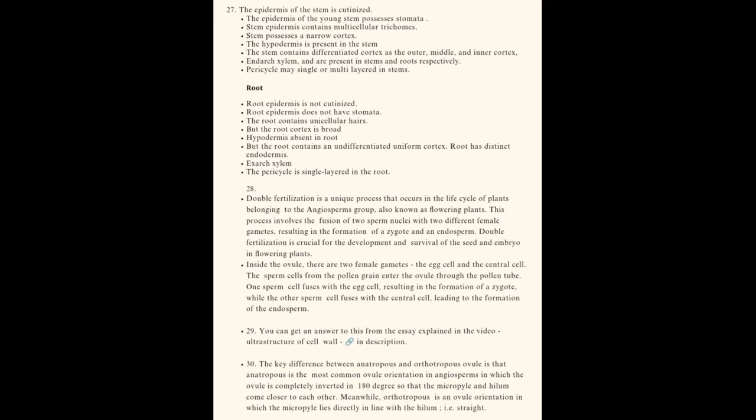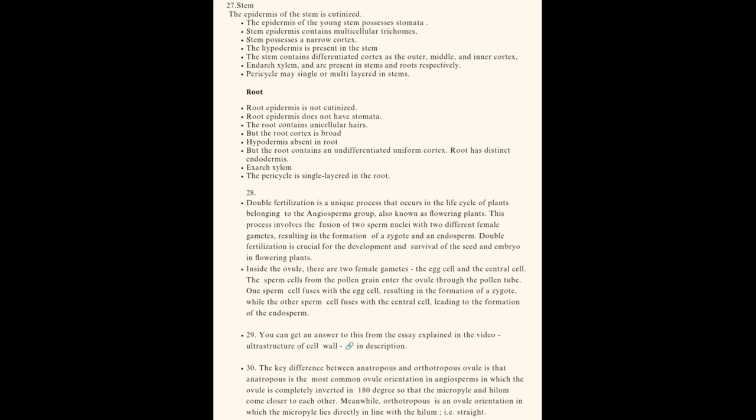Root. Root epidermis is not cutinized. Root epidermis does not have stomata. The root contains unicellular hairs. But the root cortex is broad. Hypodermis is absent in root, but the root contains an undifferentiated uniform cortex. Root has distinct endodermis. Exarch xylem. The pericycle is single-layered in the root.